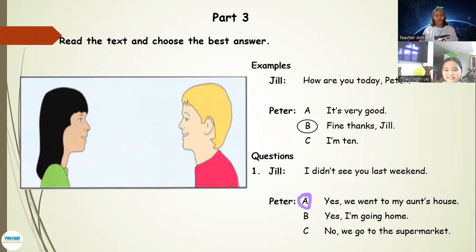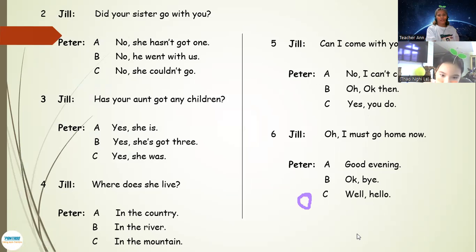Okay, I will ask a question. Jill, I didn't see you last weekend. What is your answer? Yes, we went to my aunt's house. Okay, the answer is letter A. Yes, we went to my aunt's house. Very good. Correct. Please answer the rest.